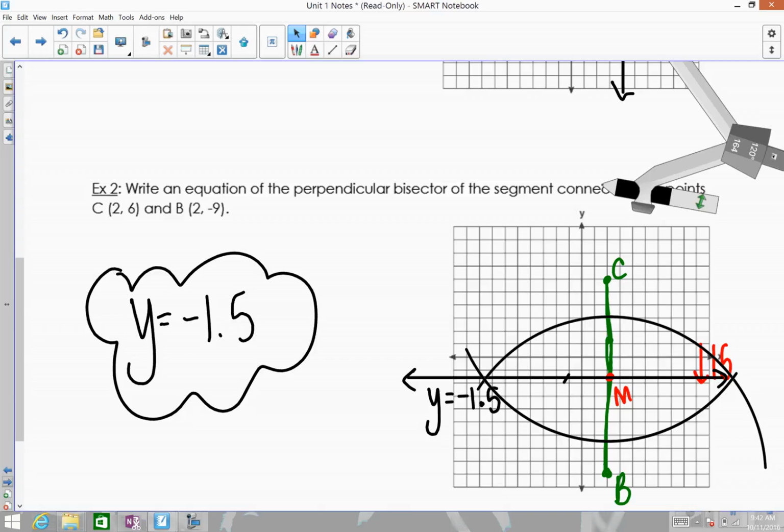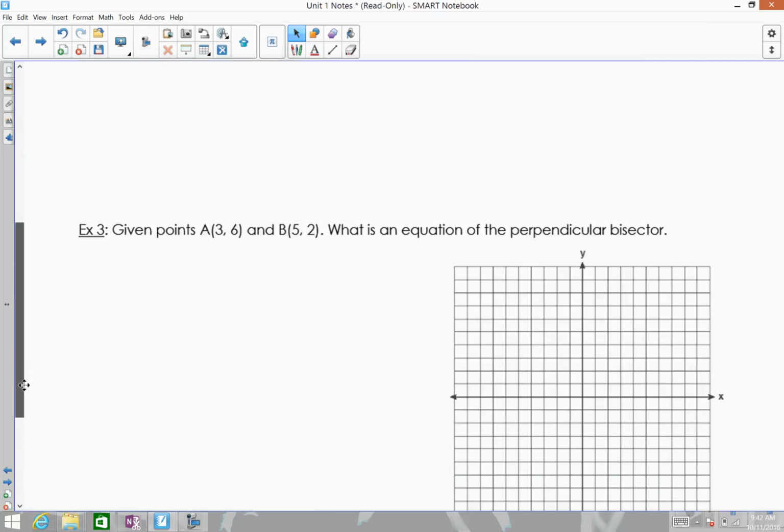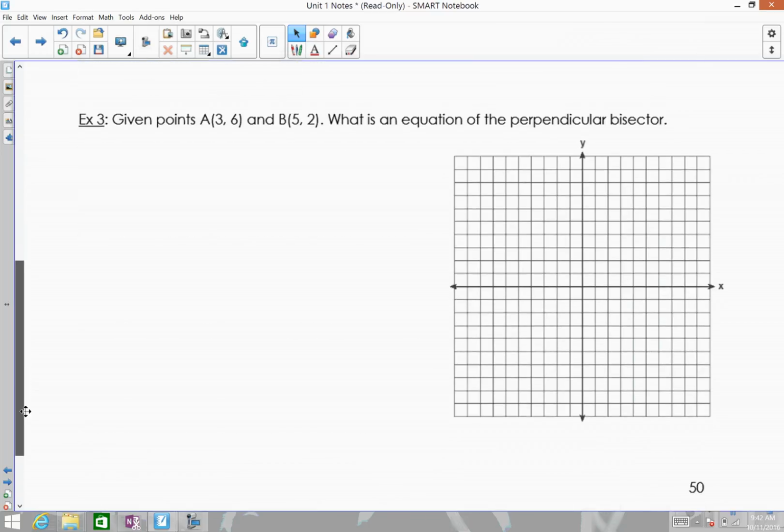So the last one I want to look at is what happens when, so I'm going to skip down to the bottom for a second. What happens when you're given 2 points and it's not a vertical or horizontal line? So let's look at this example. So we have 3, 6 is where we're going to start. 1, 2, 3, up 6, 2, 4, 6. Got to get the point. So 3, 6. Labeling that A. B is 5, 2. 1, 2, 3, 4, 5, up 2.